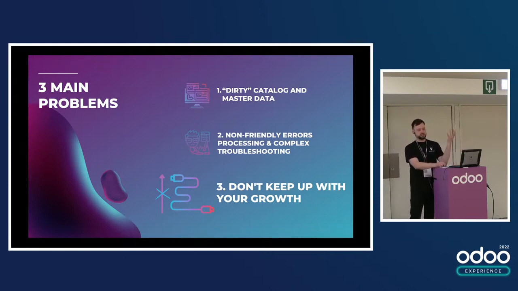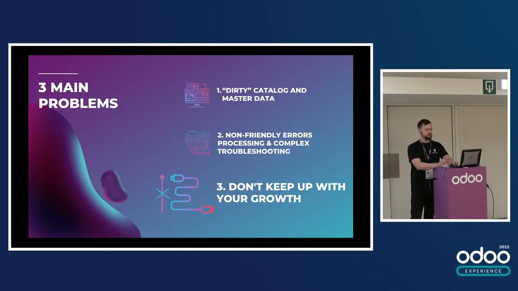On the other side, there are OCA connectors. They have very good architecture, maybe you know it, but they are not migrated to the latest Odoo version. So if a customer would like to have Odoo 16, most likely he will not have a ready connector for this.